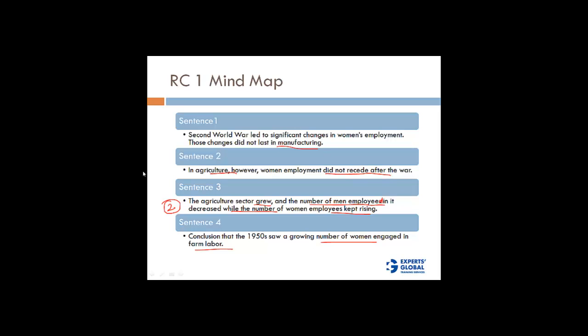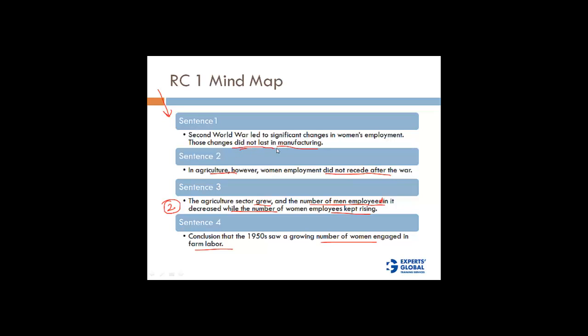So we will come back to the mind map even before we go to the answer choices, because if you read the answer choices, there is a huge probability that you will get confused, right? So let's have some kind of an idea before we go to the answers. So we are comparing post World War manufacturing sector and agriculture sector, and we are comparing their women employment in both. Okay, so let's go through this. So Second World War led to significant changes in women employment.